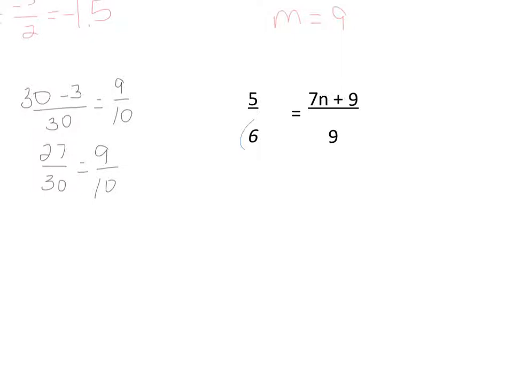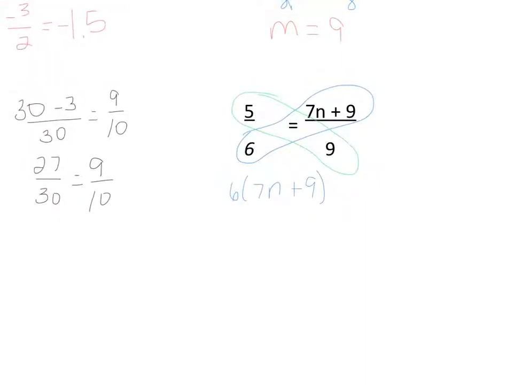We cross multiply, and we know we're going to have to distribute because we're saying 6 times all of that stuff in the numerator. 6 times 7n plus 9. So, distribute. And 5 times 9. Let's go about distributing. So we get 6 times 7n plus 6 times 9. So 6 times 7 is 42n plus 6 times 9 is 54 equals 5 times 9 is 45.